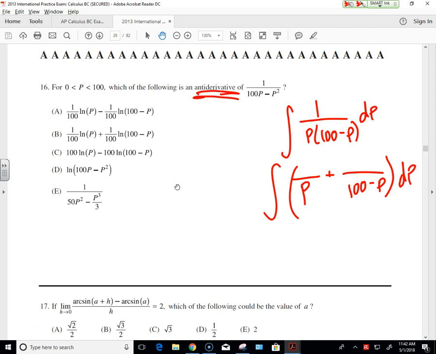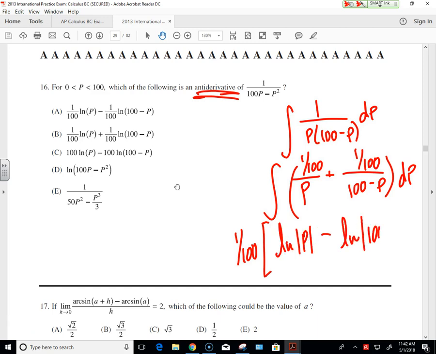How do I do that? So you take the 100 p. What do I plug in? 0. 1 over 100 minus 0 is 1 over 100. Now I cover p. Plug in 100. Oh, look, they both have 1 over 100. So I can pull out 1 over 100 and, careful, I'm going to do ln of p minus ln of 100 minus p.